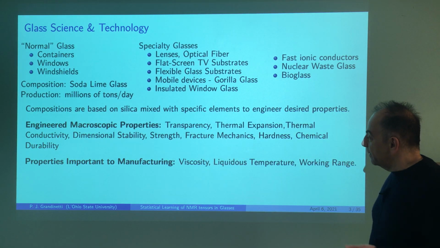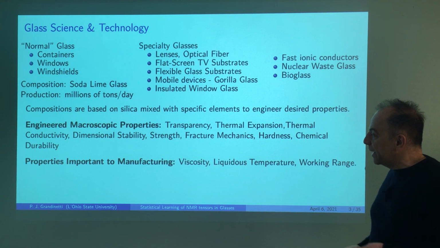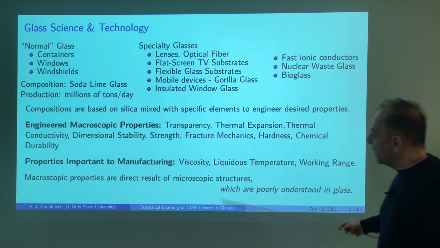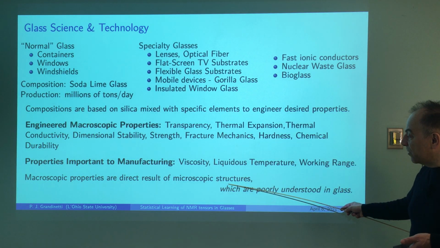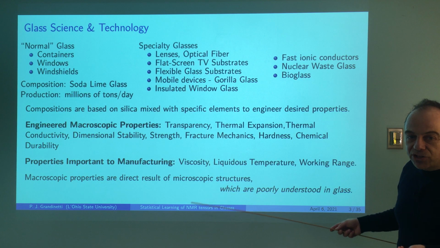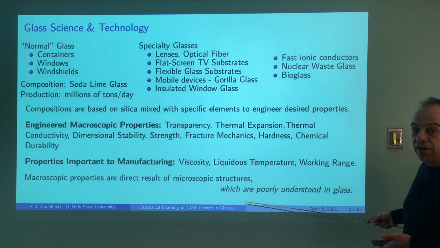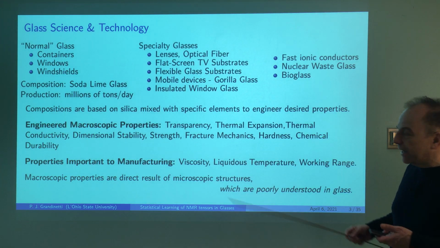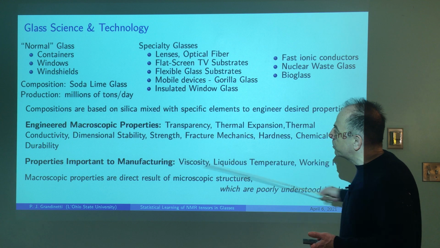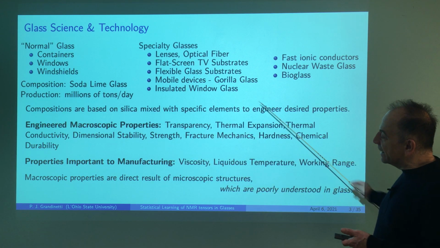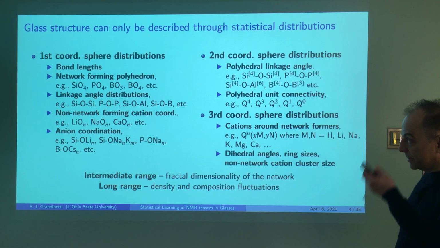Additionally, when you're manufacturing glasses, you also worry about things like viscosity, liquidus temperatures, and all of these macroscopic properties are a direct result of the underlying microscopic structure, which unfortunately we know some, but we don't know as much as we could know about glass structure, and so that's sort of a hindrance in trying to find better ways to improve properties and get the kind of tailoring that would help many of these types of applications.